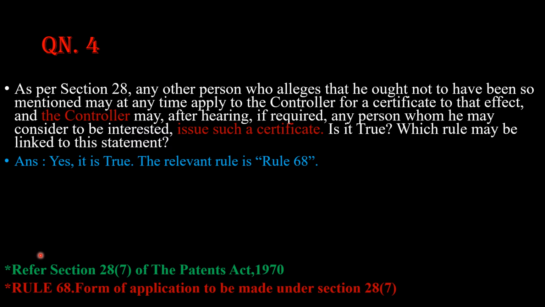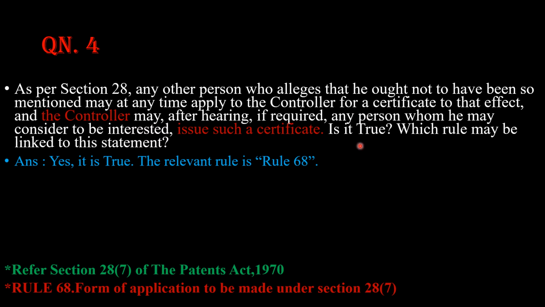For this, please refer section 28 subsection 7 of the Patents Act 1970 and rule number 68, whose title is form of application to be made under section 28 subsection 7. So here you can find the key points. Key phrases: the controller issue such a certificate. That means we can say that the essence of subsection 7 of section 28 is issuing a certificate. That means requesting and issuing of a certificate.